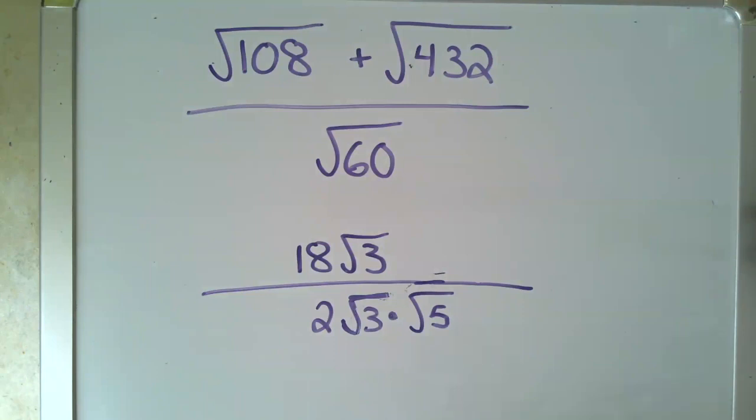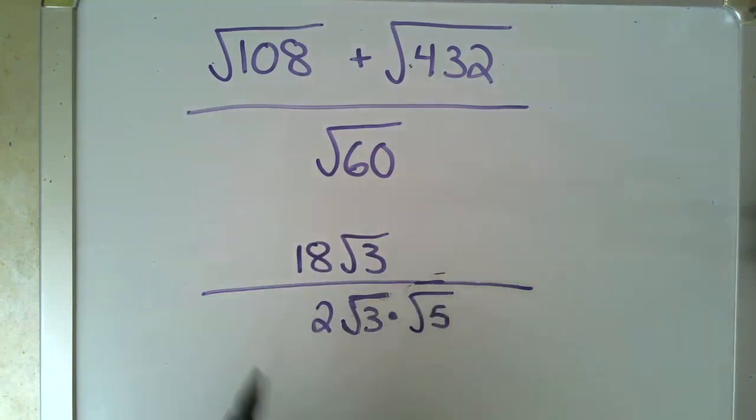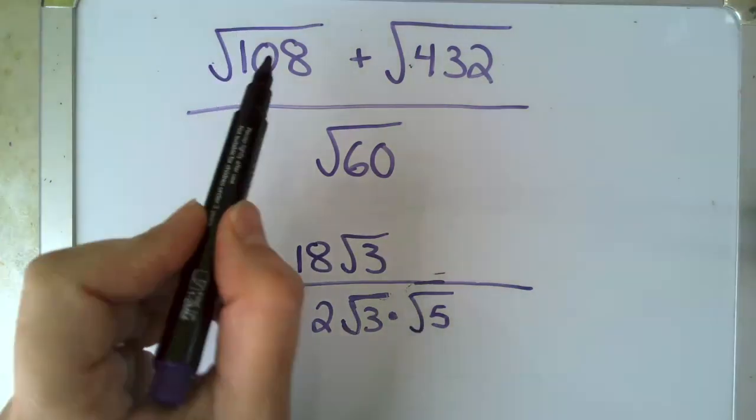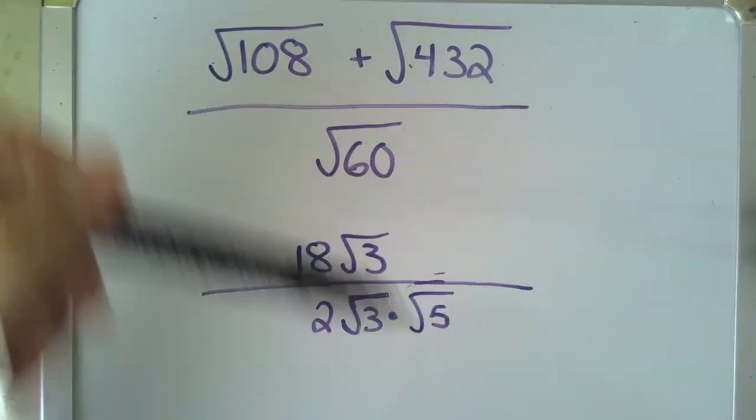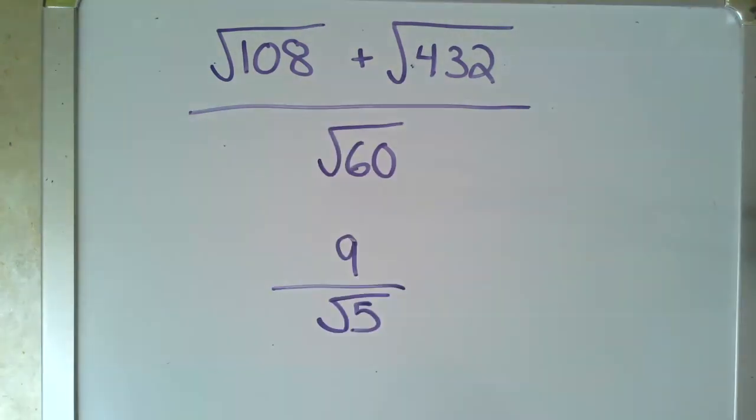And now, since we have a bunch of stuff multiplied together, divided by a bunch more stuff multiplied together, we can cancel, right? You can't cancel when you've got things added to each other, but you can cancel when you've got things multiplied to each other. So I have a root 3 and a root 3 common to the top and the bottom. I may cancel those. And then I have an 18 and a 2, and that 18 contains a 2, right? That's 2 times 9. So I may cancel there as well. All right, so now when I rewrite everything that's left on the top over everything that's left on the bottom, that looks like this. 9 over the square root of 5.